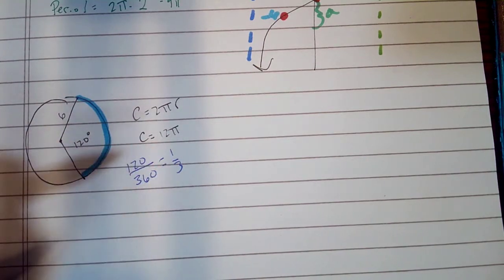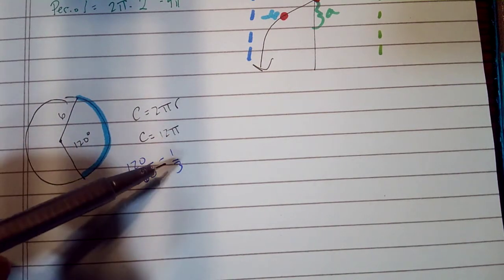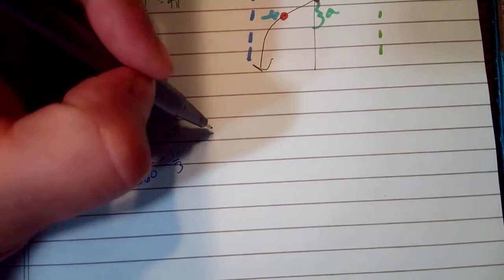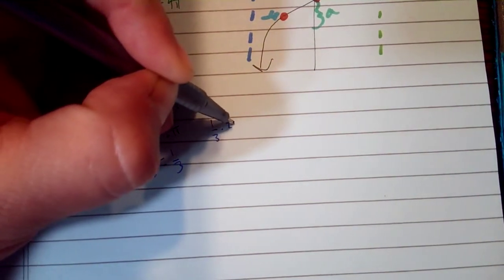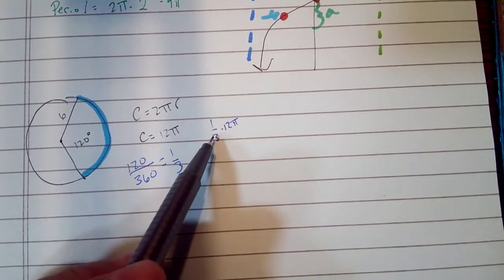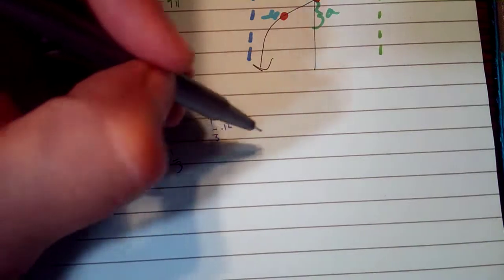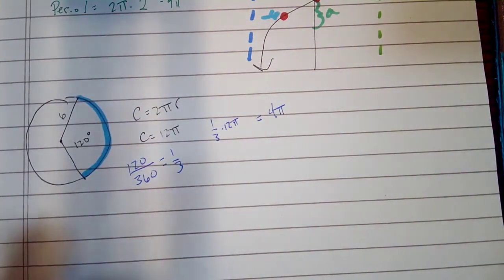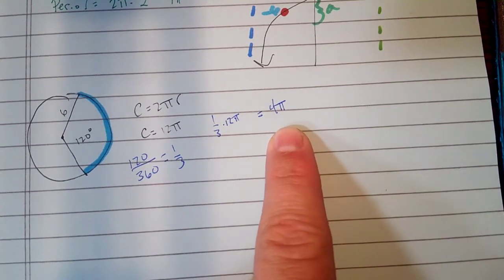So I'm using 1/3 of the circle. So what that means is I need 1/3 of the circumference. Okay, so I just say 1/3 times 12 pi. All right, so 12 divided by 3, that's going to equal 4 pi. That's it. Don't do any more. Stop. Leave it in terms of pi. But that's all you got to do.